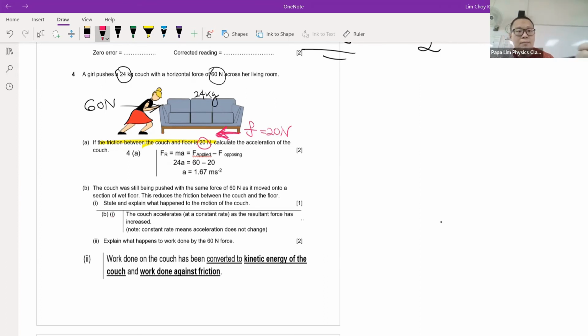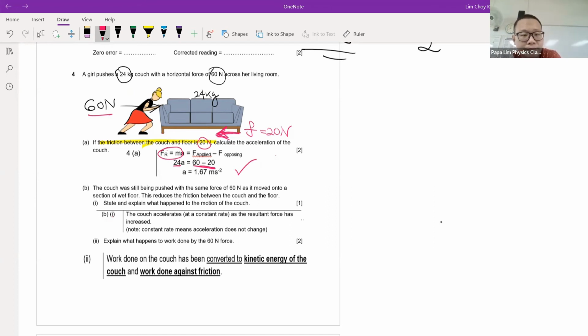Once you have it, there are 2 forces acting on the sofa. The common formula will be F net equals ma. The two forces I'm looking at are 60 Newton and 20 Newton. The mass given is 24 kg. Make sure it's in SI unit. After that, we'll be able to find the acceleration of the sofa using the formula. I'll not say it's difficult, so just take note of it.